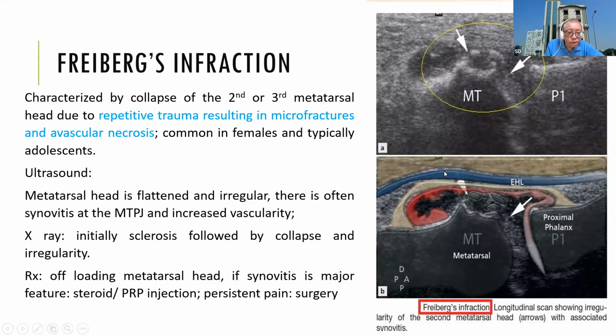Here also I want to focus: always remember the second and third metatarsal head. In the ultrasound picture, you can see irregularity or even collapse of this metatarsal head in a chronic condition. You can also see synovial hypertrophy or signs of synovitis with fluid in the metatarsophalangeal joint. In these conditions, you can inject steroid, or even PRP, for the treatment of pain.